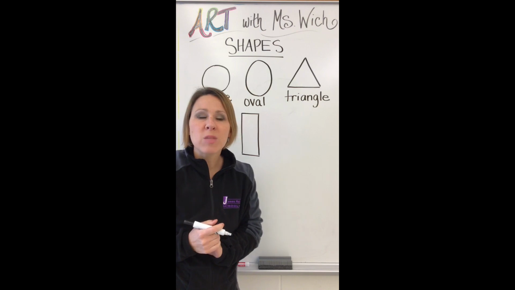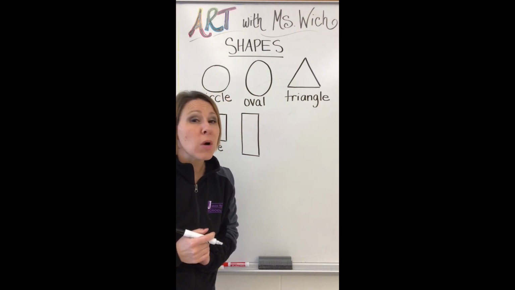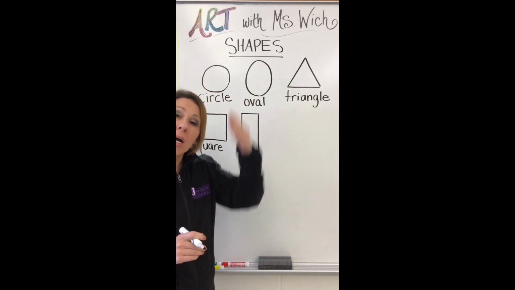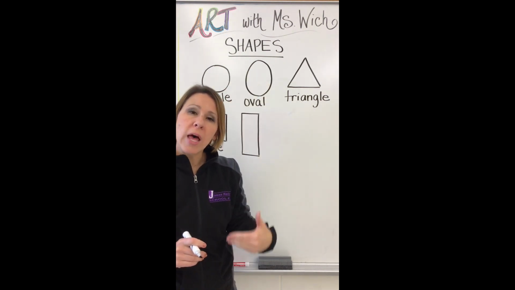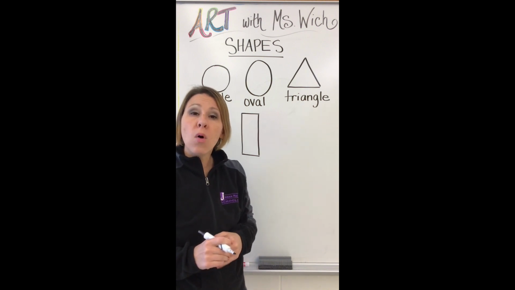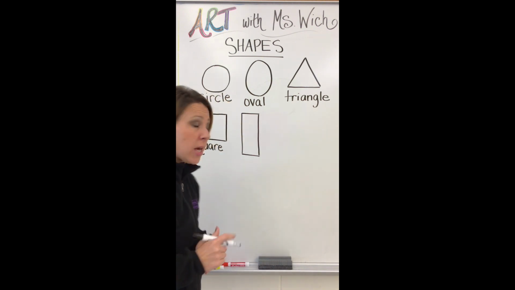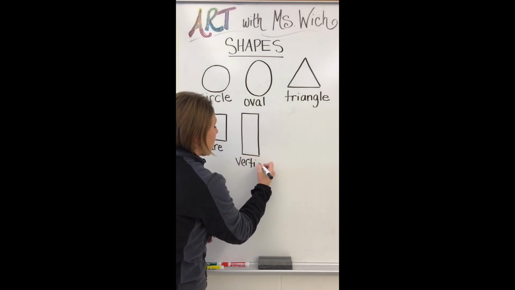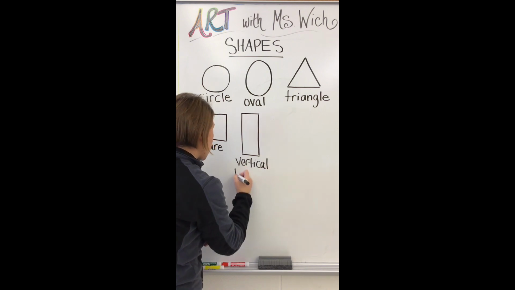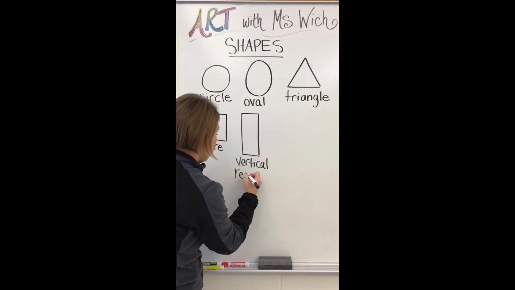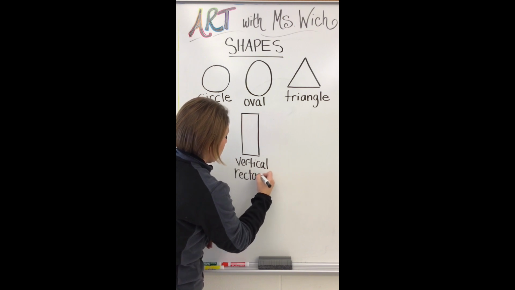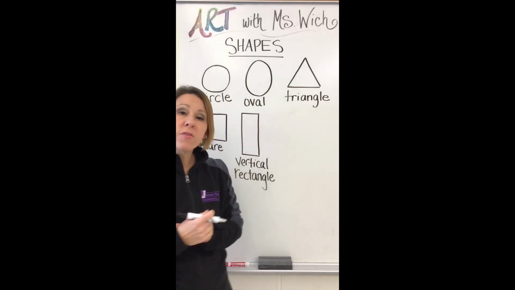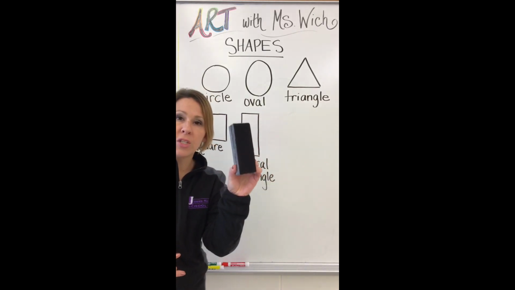But I'm going to tell you one special thing. I'm going to make you super smarty pants. This kind of rectangle actually has a special name. Because it stands nice and tall like a vertical line, we call this one a vertical rectangle. So everybody say vertical rectangle. That is the proper name for this shape. Okay, vertical rectangle.